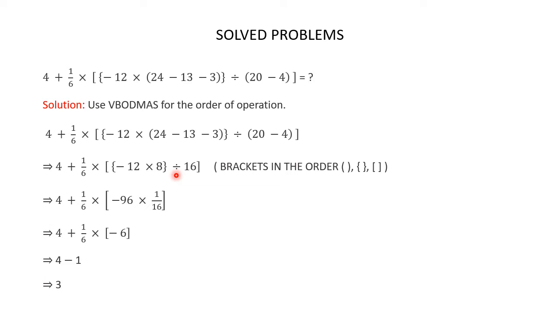Replace the division symbol with the multiplication symbol. Write the reciprocal of 16, which is 1 by 16. So now within the square brackets you have minus 96 multiplied by 1 by 16, which is minus 6. So now you have the expression as 4 plus 1 by 6 multiplied by minus 6. So the next operation is multiplication. So 1 by 6 multiplied by minus 6 is minus 1. So now 4 minus 1 is 3. So 3 is the final answer.